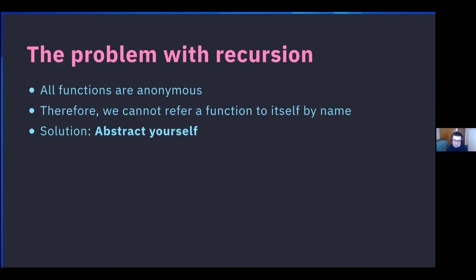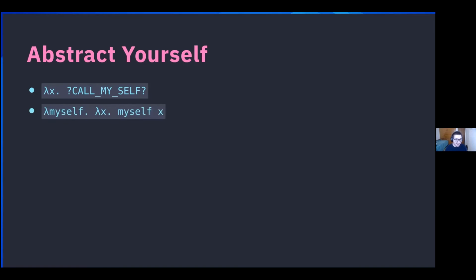So the solution here is to abstract yourself. What I mean by that is, when you're defining your recursive function, imagine you have this function that receives x, does something with that, and then calls itself again. How can I call itself since it doesn't have a name? So the solution, when I'm talking about abstracting yourself, is creating an abstraction that receives the concrete version of the function, and we're going to see what that's about, and then returns the actual function. Now myself has a name, and I can call it and do recursion with that.